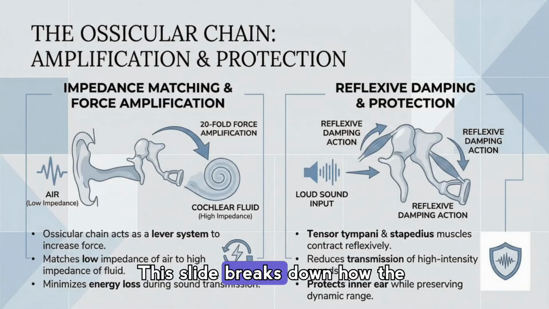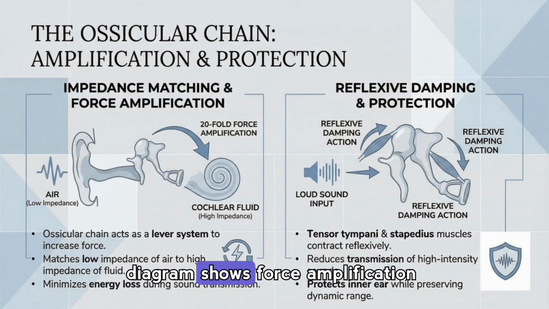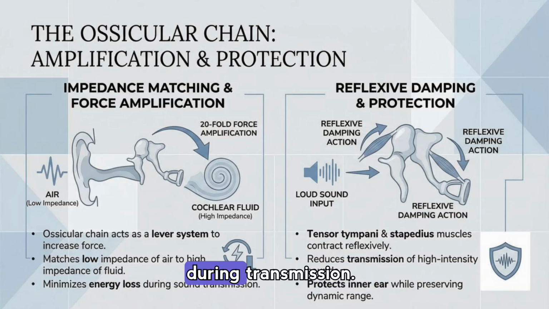This slide breaks down how the ossicular chain both amplifies and protects the inner ear, acting like a tiny lever that matches low-impedance air to high-impedance cochlear fluid. The diagram shows force amplification and reflexive damping by the stapedius and tensor tympani, mechanisms that boost soft sounds while reducing damage from loud inputs and minimizing energy loss during transmission.